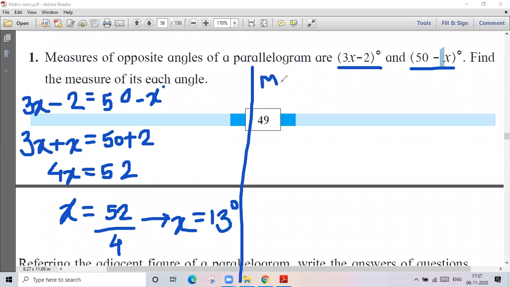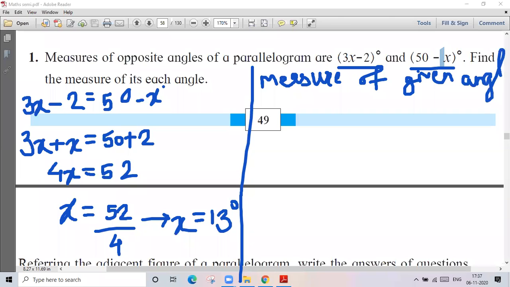So you can write here measure of given angles. Both are the same, so it is fine to take 3x minus 2, or you can take 50 minus x. So measure of given angles is equal to 50 minus x here. That means 50 minus x, which is 50 minus 13, is equal to 47.